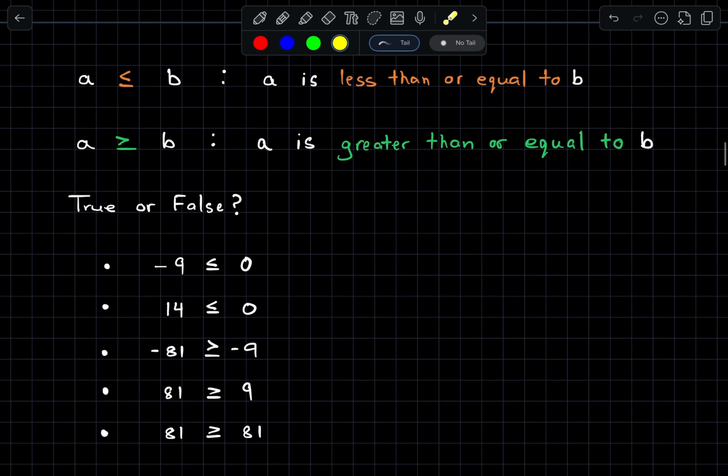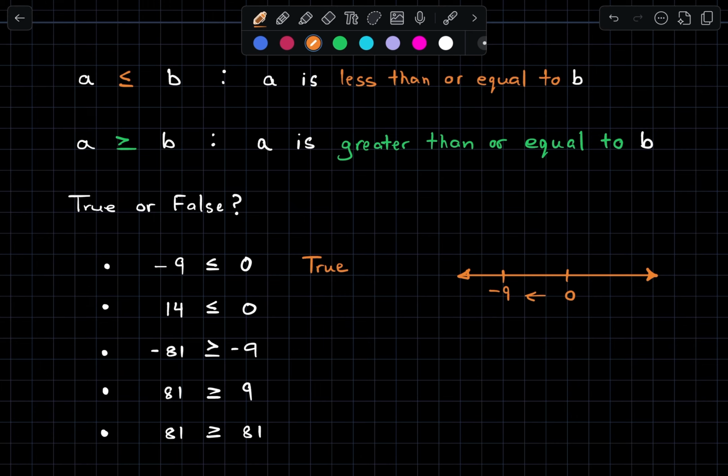Okay, let's look at a couple of examples here. Let's see if these are true or false. The first one says -9 is less than or equal to 0. Well, if you go back to your number line, -9 is going to show up to the left of 0. So indeed, it's either less than or equal to 0. In this case, it's less than 0. So that works out. So that's true.